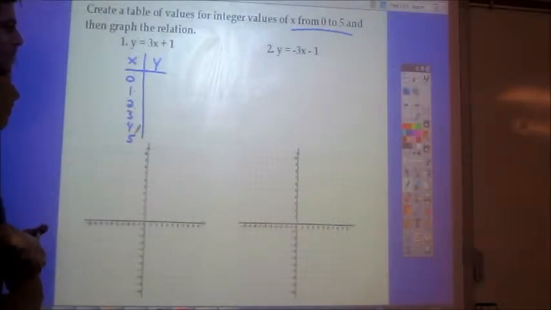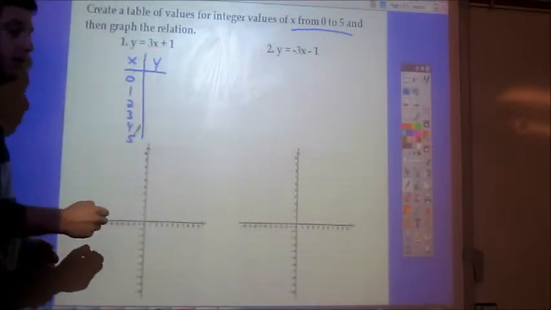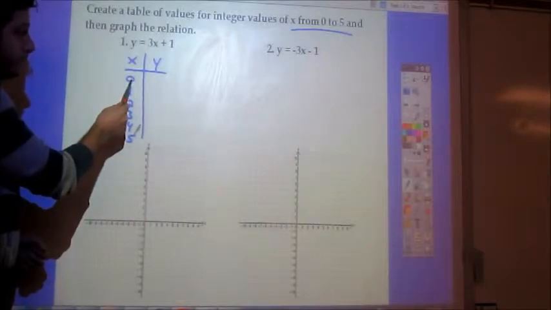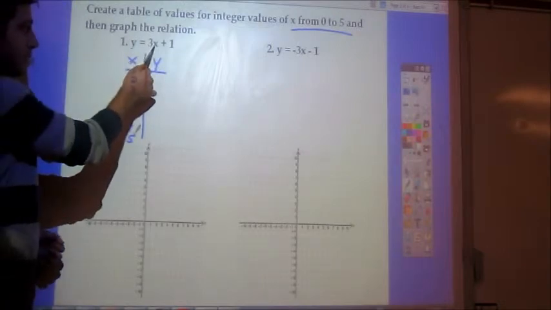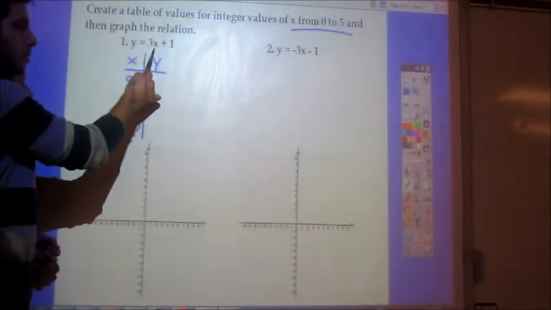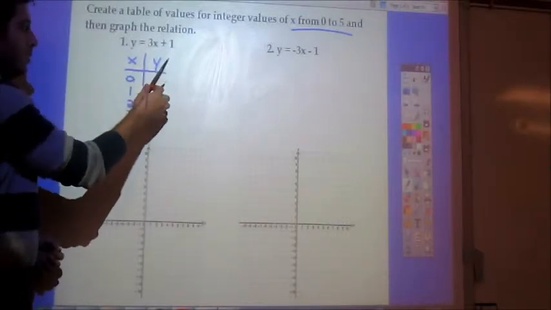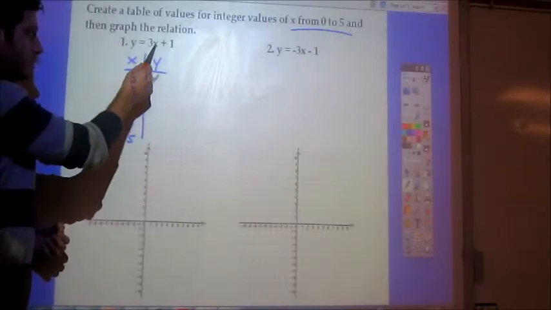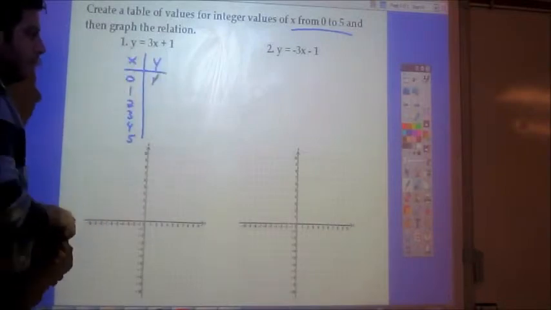So what we're going to do is figure out what y would be, what the output would be, when x is equal to 0, and then 1, 2, 3, 4, and 5 as well. So when x is equal to 0, well, anything times 0 is 0. So 3 times 0 would be 0, plus 1 would be 1. So all I did is I substituted the 0 for the x here, and I solved for y.